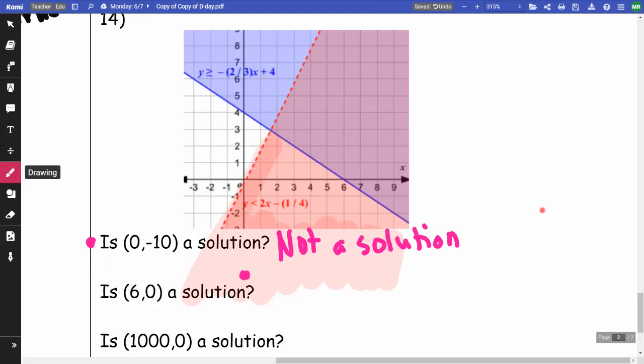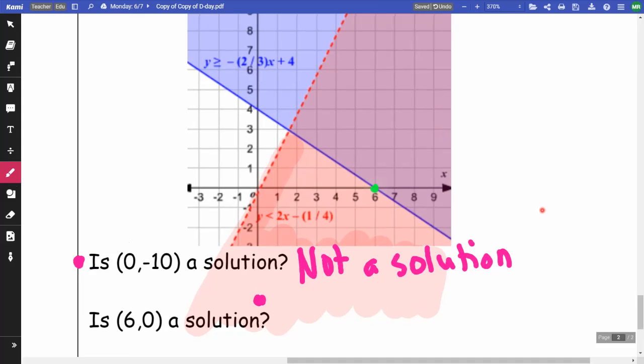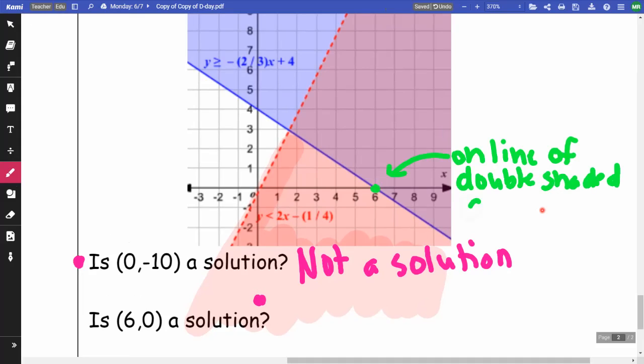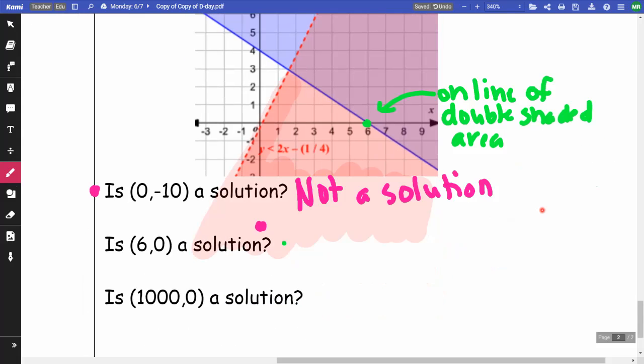(6, 0), (6, 0), let me zoom in. (6, 0) is on the line, so on the line of the double shaded area. So that means, yes, this is a solution.